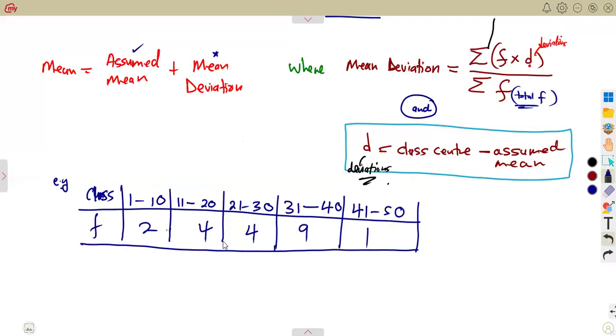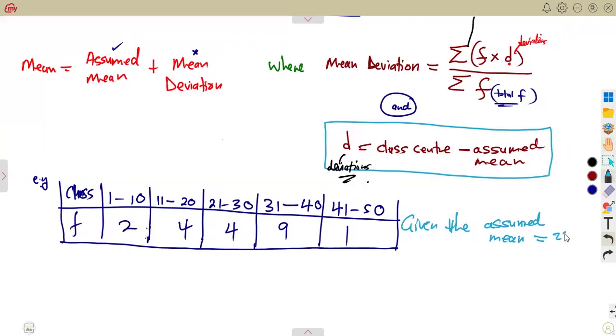And with this information, you'll be given the assumed mean. That part they will give you. Given the assumed mean equal to 20,5, calculate the mean. Once you are given such a statement, it means you have to use this method.